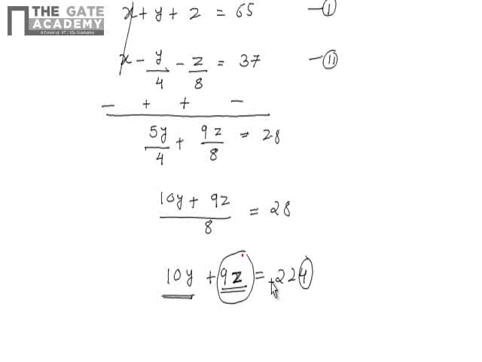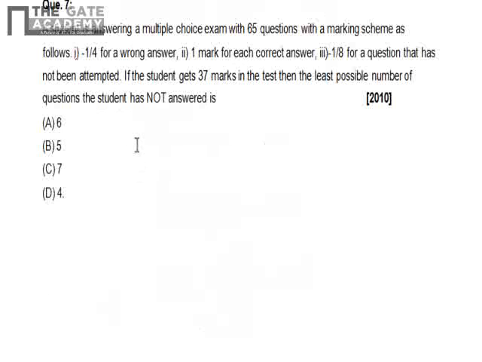The minimum option was 4, 9 fours are 36, no. Then 5, 9 fives are 45, no. Then 6, 9 sixes are 54. That means the value of z is 6. If you put that in to cross check, you'll get y as 17. So you are getting y also as a whole number. That means the minimum possible value of z for the equation to be correct is 6. Therefore your answer is A, that is 6.